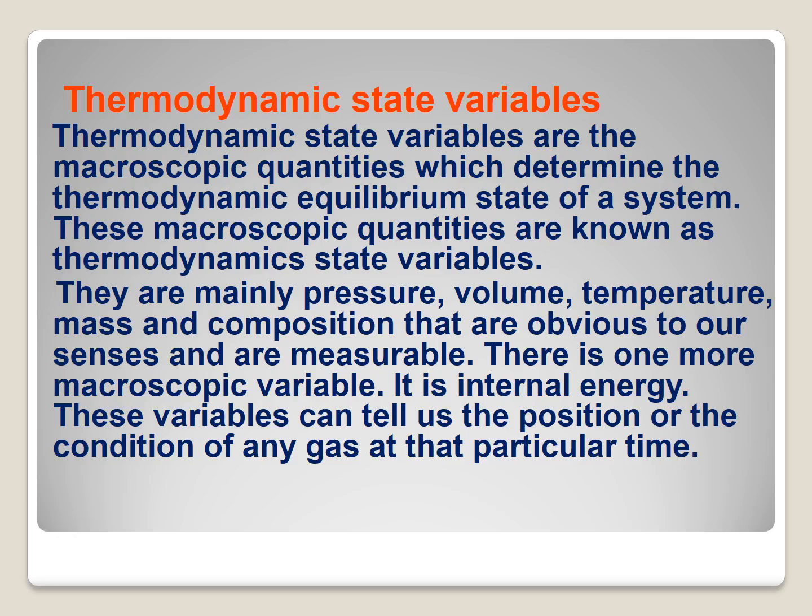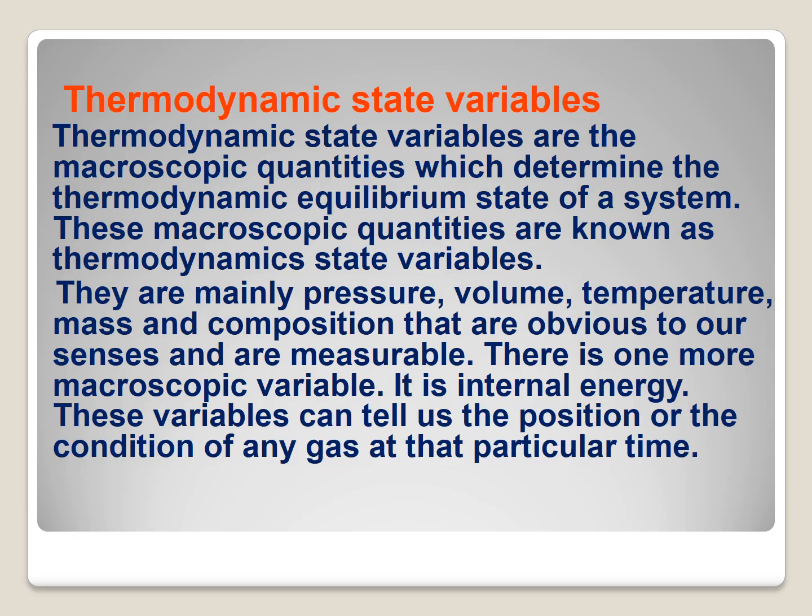So, thermodynamic state variables are the macroscopic quantities which determine the thermodynamic equilibrium state of a system. These macroscopic quantities are known as thermodynamic state variables. They are mainly pressure, volume, temperature, mass and composition, which are obvious to our senses and are measurable. There is one more macroscopic variable. It is internal energy, which we will study in an upcoming session. These variables can tell us the position or the condition of any gas at that particular instant of time.